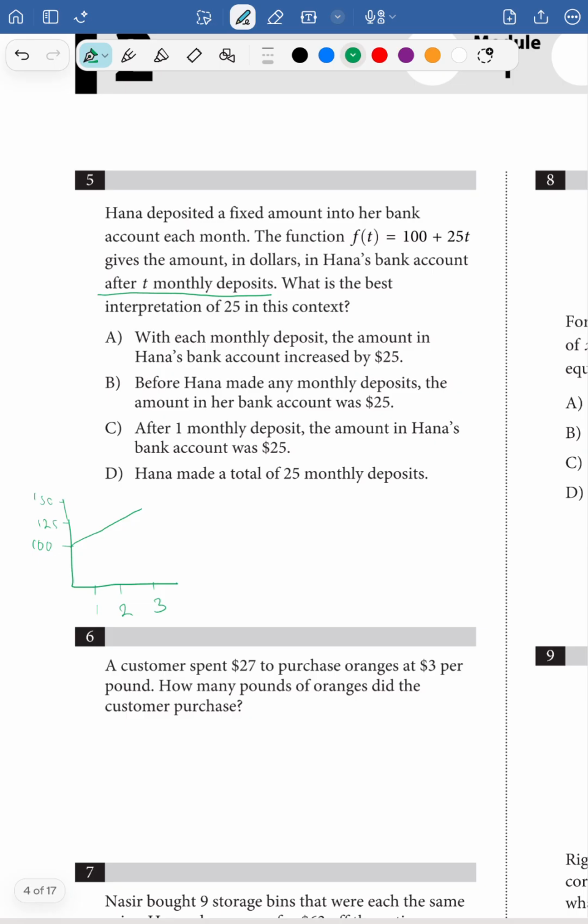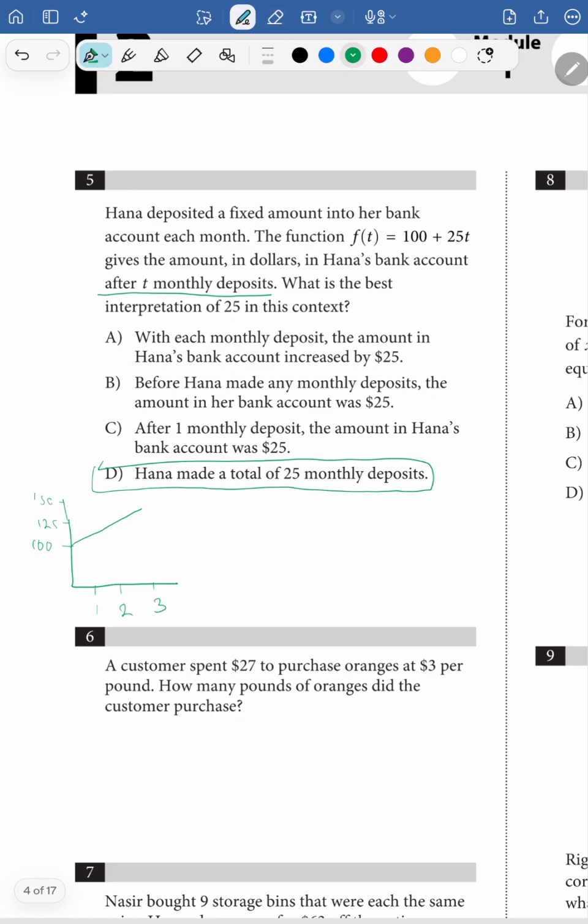D. Hannah made a total of 25 monthly deposits. No. That is not what it means. Remember, the amount of monthly deposits is represented by T. So T would have to be 25 in order for this to be true. But that is not the case here.